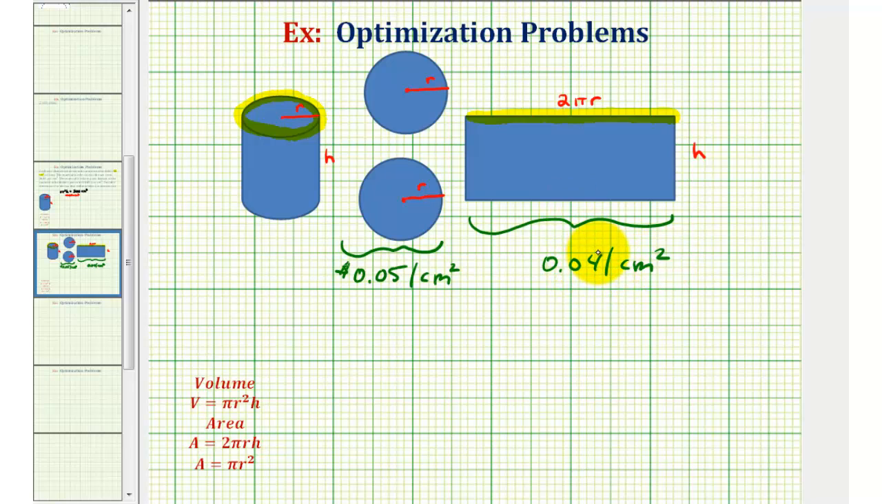So with this information, we can write the cost equation. The cost is going to be equal to 5 cents times the area of the two circles. Well, the area of a circle is equal to pi r squared, so we'd have times 2 pi r squared plus 4 cents times the area of the rectangle, which would be 2 pi r h. So let's go ahead and take this cost equation back to the previous slide.